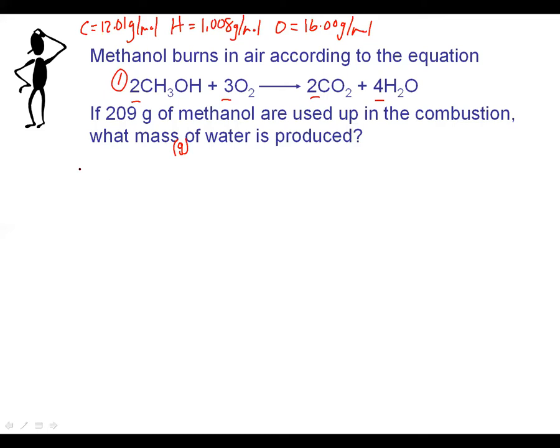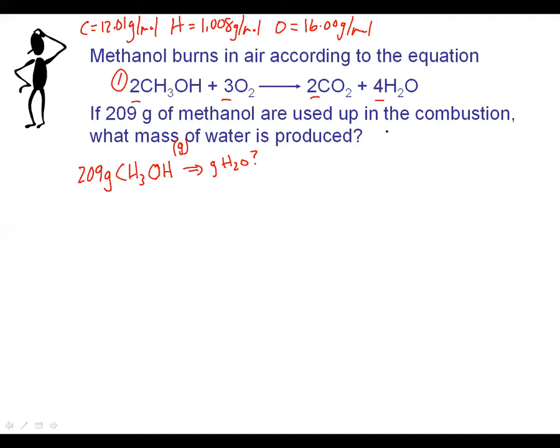Now, the only thing that they gave us was we have 209 grams of methanol, which is the CH3OH. And we ultimately are not interested in methanol in this case. We're interested basically in how many grams of water. So again, this is where we would use stoichiometry to go from methanol to water. We did our first step there, which is balance the equation. Step number 2 is to convert to moles.